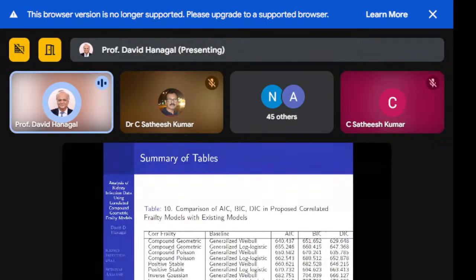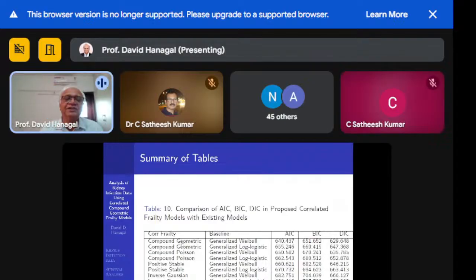I'm comparing the existing models. In comparison with all the other existing models, compound geometric with generalized Weibull has the lowest AIC, BIC, DIC. That means this is a better model for analyzing the kidney infection data. All these are corresponding correlated frailty models in the literature.